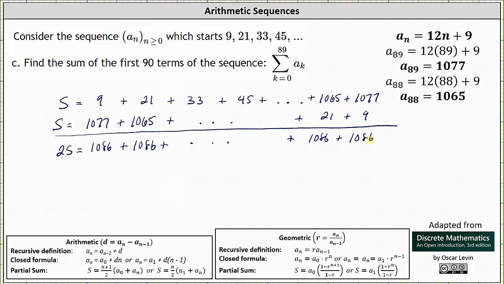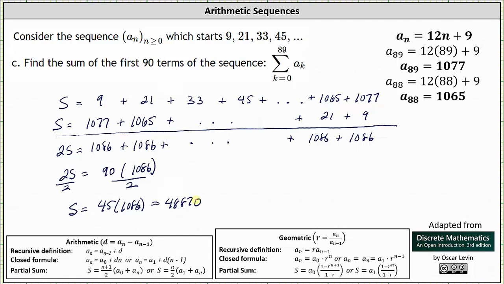Well, we have 90 of them because we're summing 90 terms, a sub 0 through a sub 89, which means you can write the right side as just 90 times 1086. And now to find the sum of the first 90 terms, we solve for S by dividing both sides by 2, which gives us S is equal to 45 times 1086, which is 48,870. So this is the sum of the first 90 terms of the arithmetic series.